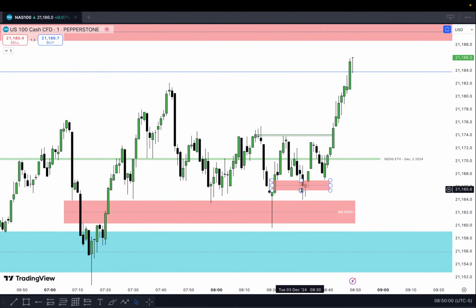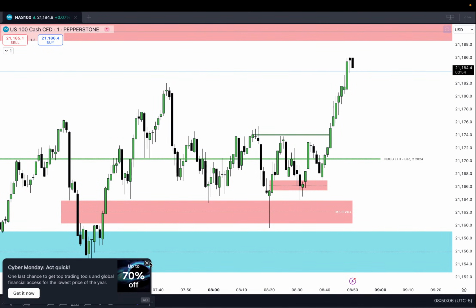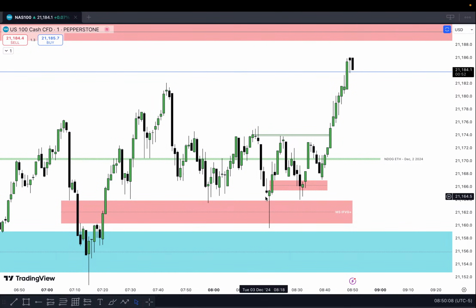Okay, this gap, see, bodies are closing inside the gap, wicks are doing the damage, but they are not doing the damage, they are reaching for this rejection block. Whenever you see a big wick on the price, anticipate price to reach for that wick and take support. If your drawn liquidity is like in bullish side, do it same for the bearish one.